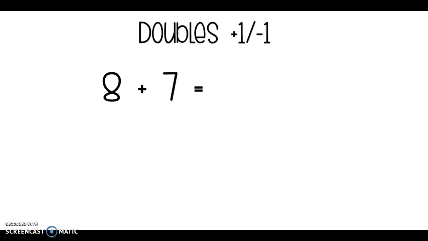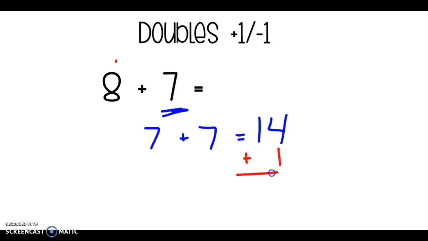solve this problem. One thing that I usually guide the students to do is to look at the smaller number, which in this case would be our 7, and double that one first. So if I can solve 7 plus 7, which is 14, then I look at how many spaces away the 8 is. 8 is only one more than 7, so I can just add one more onto that to get my final answer of 15.